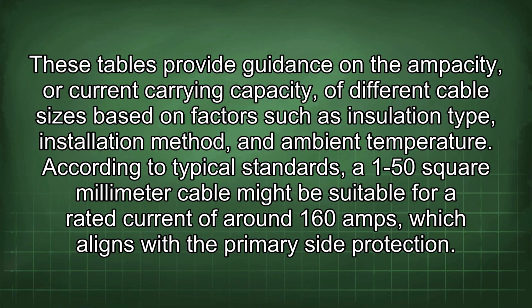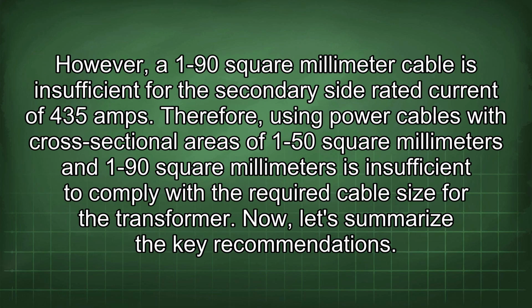According to typical standards, a 1-50 square millimeter cable might be suitable for a rated current around 160 amps, which aligns with the primary side protection. However, a 1-90 square millimeter cable is insufficient for the secondary side rated current of 435 amps. Therefore, using power cables with cross-sectional areas of 1-50 square millimeters and 1-90 square millimeters is insufficient to comply with the required cable size for the transformer.